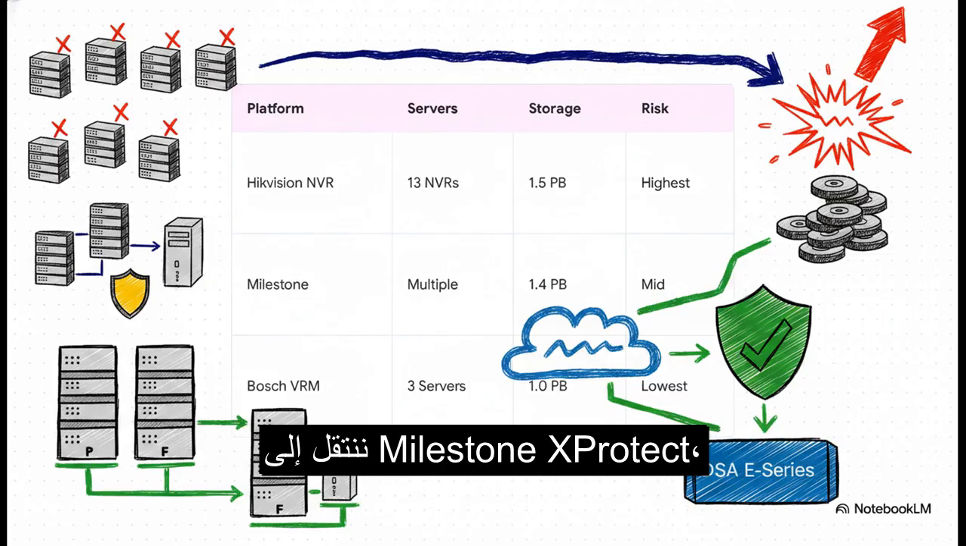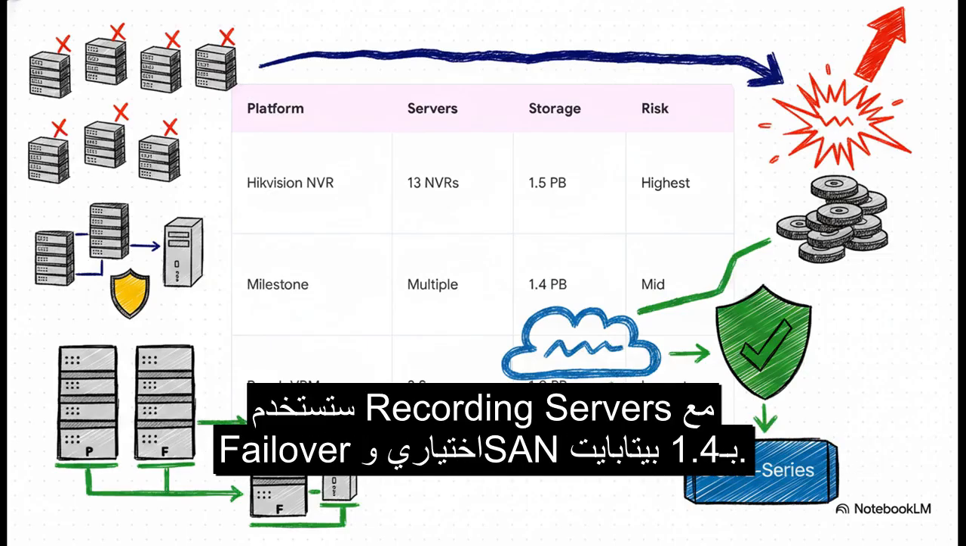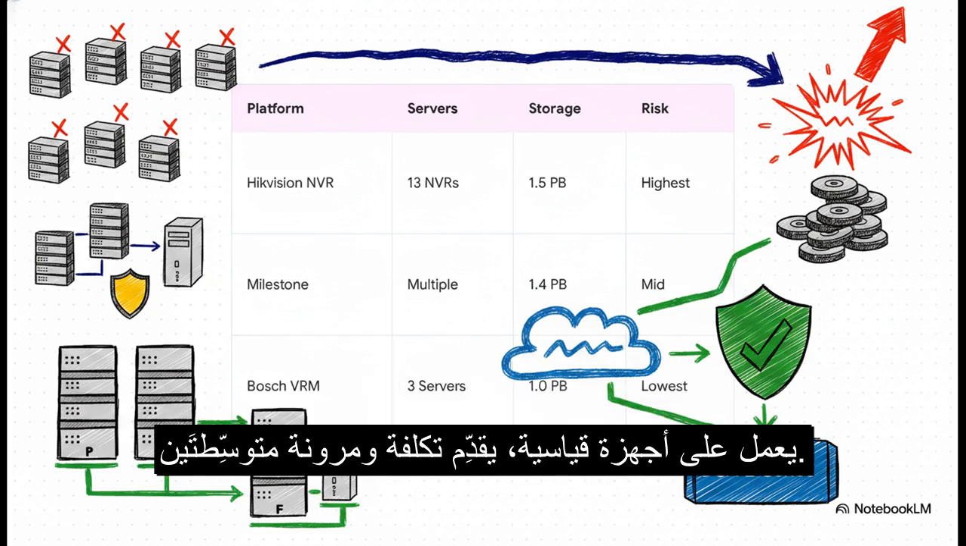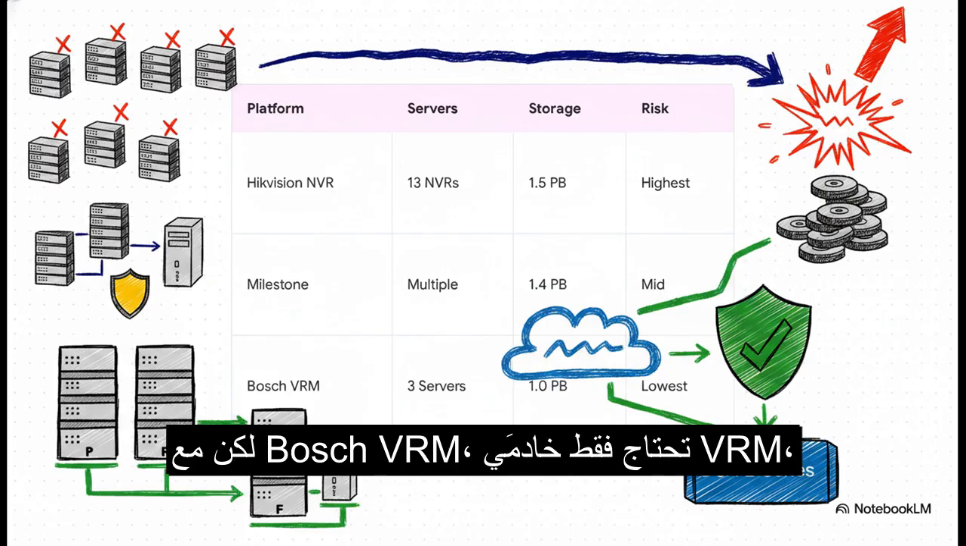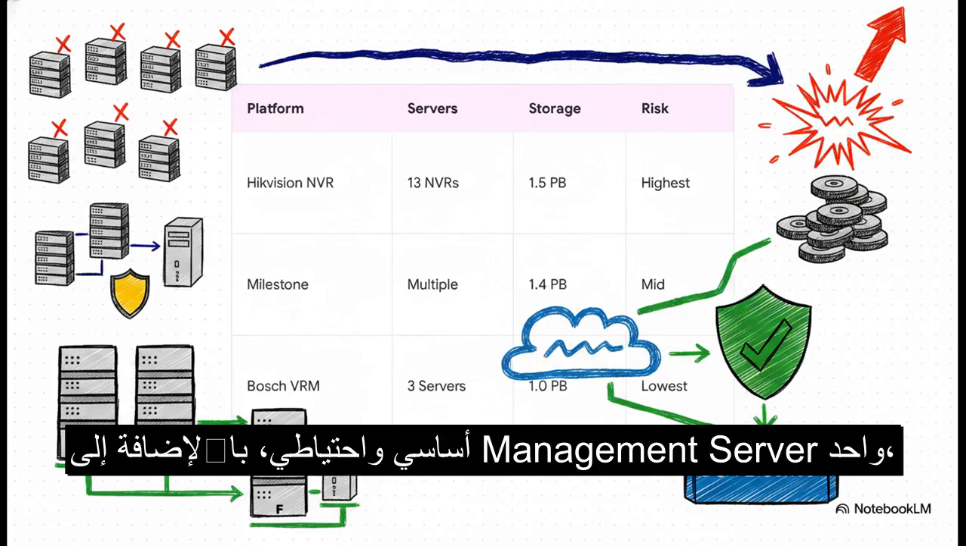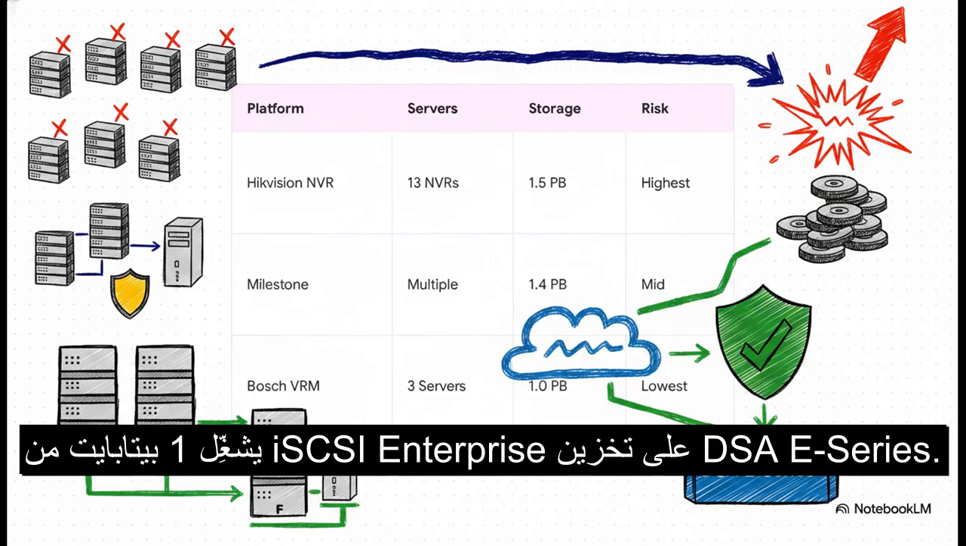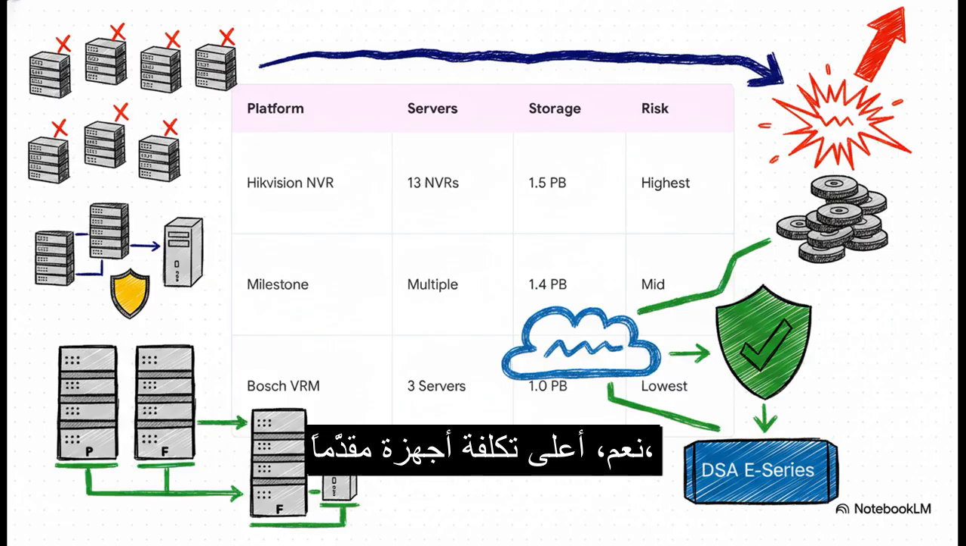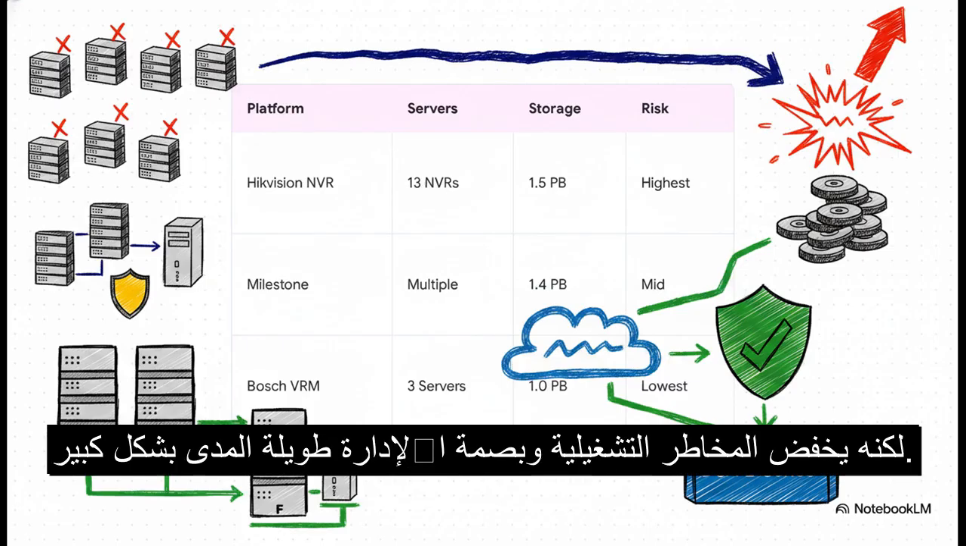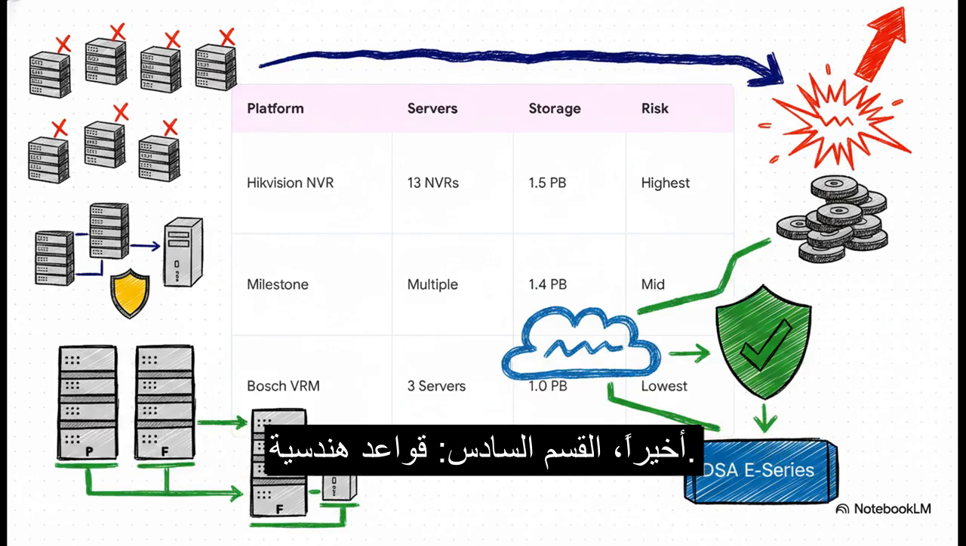Now, moving to Milestone X-Protect, you'd use recording servers with optional failover and a 1.4 petabyte SAN. It runs on standard hardware, offering mid-tier cost and mid-tier resilience. But with Bosch VRM, you only need 2 VRM servers, a primary and a failover, plus 1 management server, running 1 petabyte of enterprise iSCSI on DSA E-Series storage. Yes, it has the highest upfront hardware cost, but it drastically lowers your operational risk and your long-term management footprint.